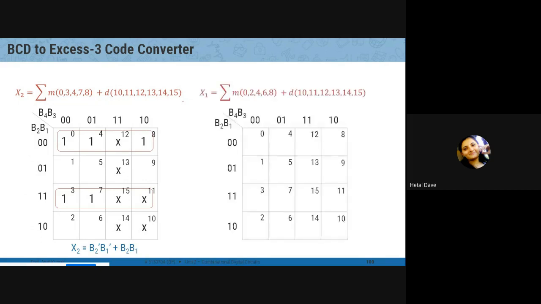Where should I put 1? 0, 2, 4, 6, 8. So 0, 2, 4, 6 and 8. 10 to 15 are don't care. Make an equation. So here you can see 4-1 are at one corner, 4-1 are at the bottom corner. So make one group. Is anything left to be covered? Everything is covered. So only one group is made, equal to B1 bar.